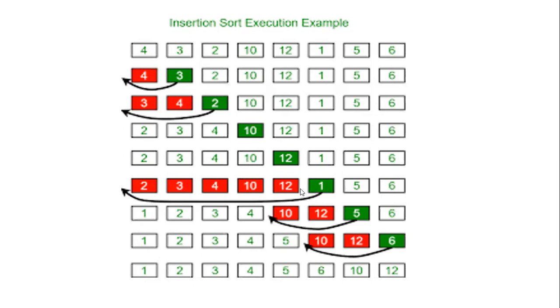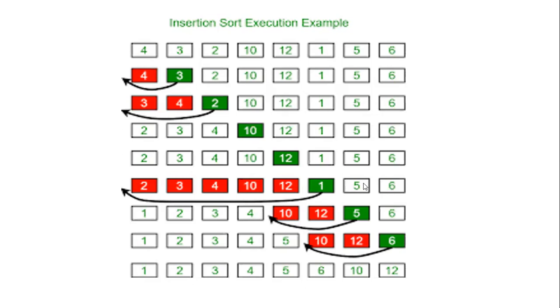And then we have 1. So 1 is smaller than 12, so we'll move 12 one step forward, and then we'll compare 1 with 10. 10 is also greater, so 4 is also greater. We'll do the same steps as we did with 12. So 1's correct position is before 2, so 2 will be moved here, 3 will be moved here. So this is the sorted list, and this is our next iteration.